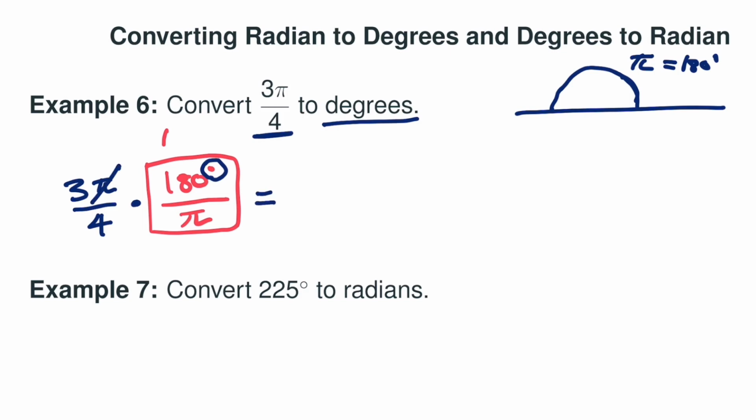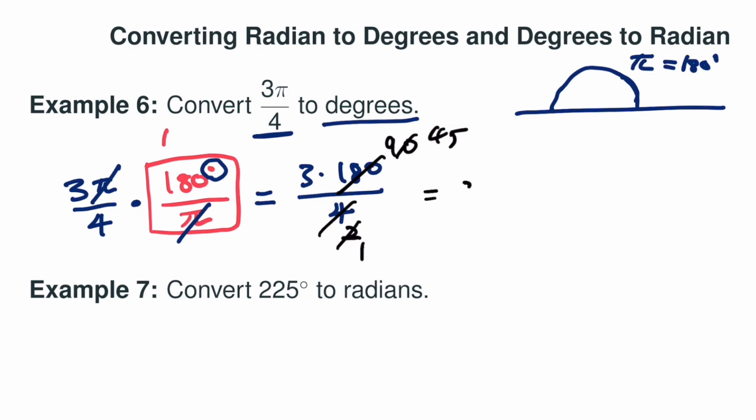This is so that we can end up with the degree symbol in the end. So if I do this, pi cancels out. I have 3 times 180 divided by 4. Well, let's reduce some. 4 can divide by 2. 180 can be divided by 2 also. Oops, it's 90, not 98. 90. 2 can go into 4 two times. So we have 3 times 45 in degrees, which is 135 degrees.